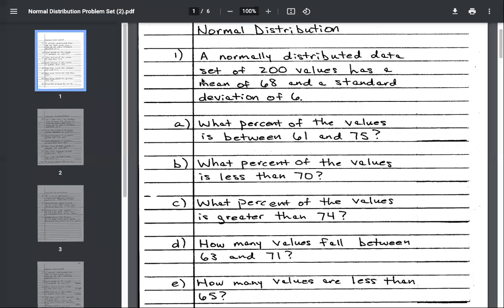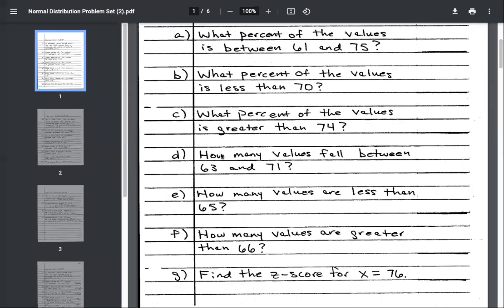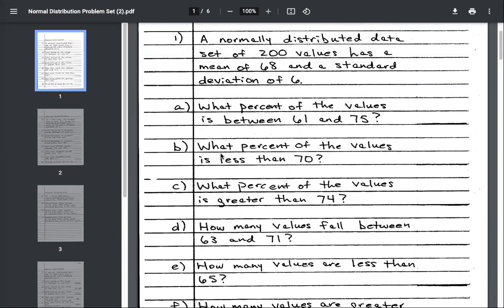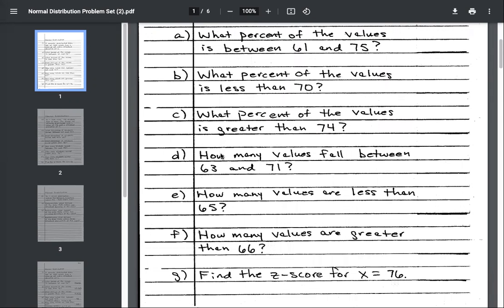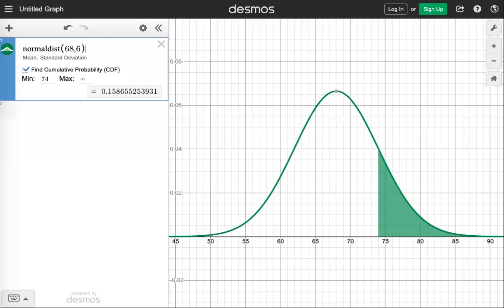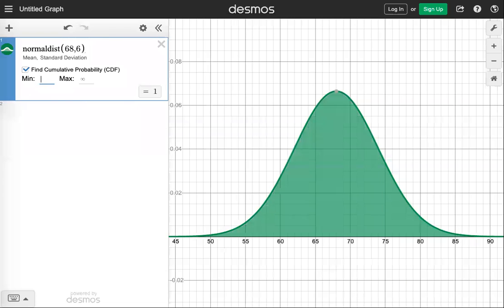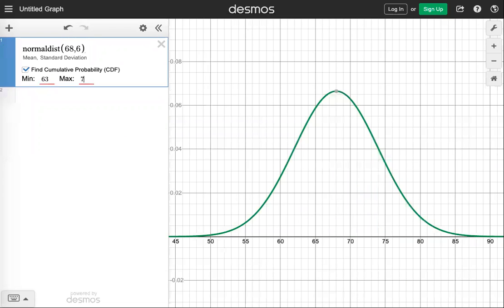Okay. Now, for the last 3 questions, what they're asking you is how many values. And when they have a how many values question, you always have to multiply by the number of values at the end. And the number of values is 200. So question D says, how many values fall between 63 and 71? That means our minimum is going to be 63 and our maximum is going to be 71. So going back here, I'm going to have 63 for my minimum and then 71 for my maximum.